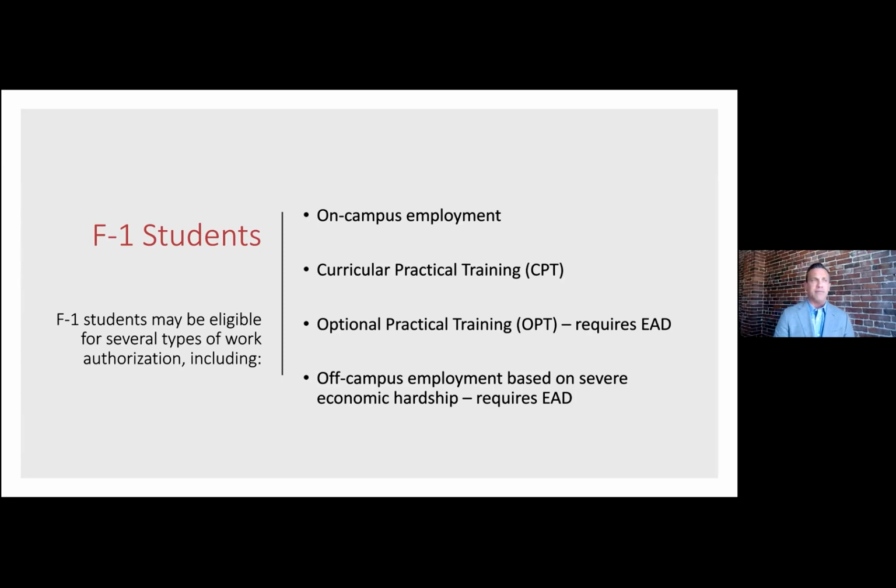Generally, this occurs after the student has graduated. And again, that work has to be related to their field of studies. And then off-campus employment if the student can demonstrate a severe hardship. Both optional practical training and the severe hardship require what's known as an EAD or an employment authorization document. And that'll become important as we go through today's slides.